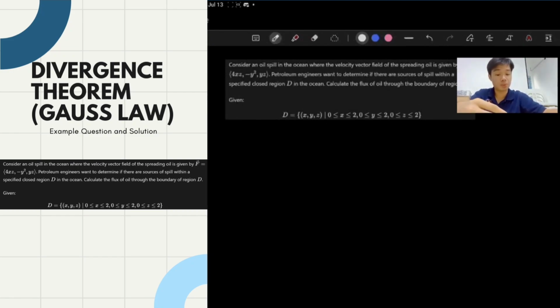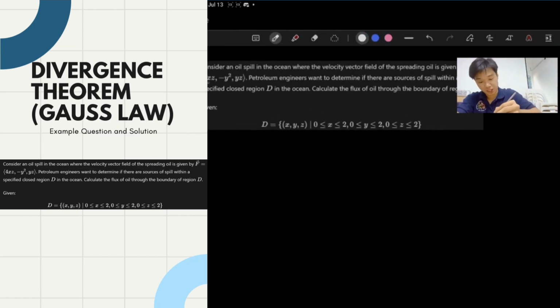Petroleum engineers want to determine if there are sources of spill within a specified closed region D in the ocean. Calculate the flux of oil through the boundary of region D, given D is a specified region in the ocean with appropriate ranges for x, y, and z. Now we know vector F is a vector that has three components. They are Fx, Fy, and Fz.